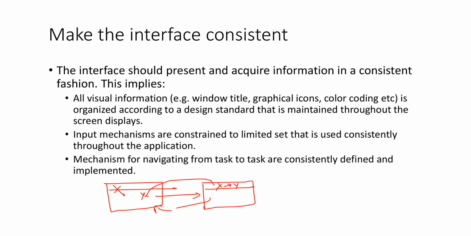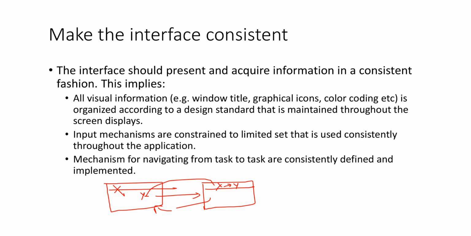So this is how it actually happens. And the second thing is input mechanisms are constrained to a limited set that is used consistently throughout the application. So the user is not confused about when to use what type of input. How should I input the information? If I change every time, sometimes I take input from mouse, sometimes from keyboard, sometimes from voice, the user will be confused about how many types of inputs there are. So if you want to take input consistently from two types, like audio and keyboard, it will be consistent. Every screen should talk about this only. So this is consistency of how to take input, constrained to a limited set of input types.